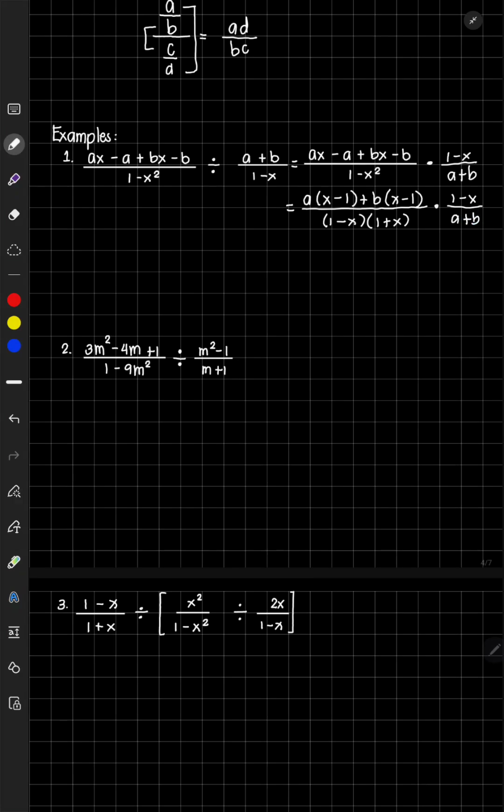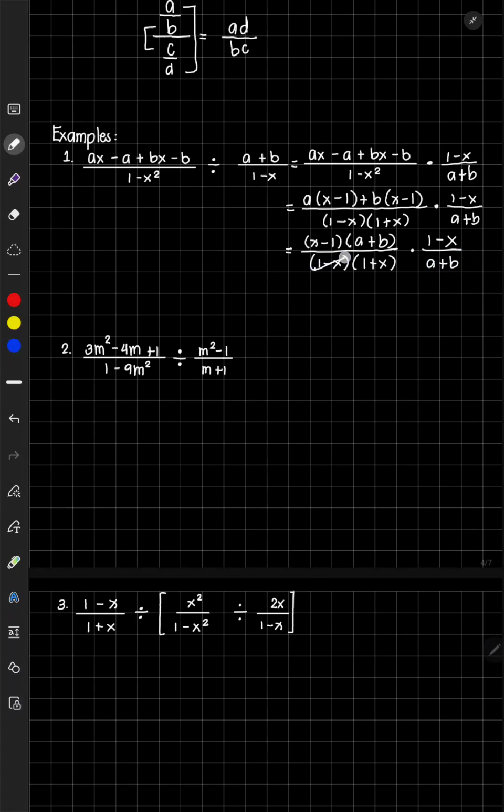over a plus b. So again, for the numerator, for this one, we have x minus 1. They have common terms. So they have common x minus 1 and x minus 1. We can factor that out. So that would be x minus 1, multiplied by what's left, which is a plus b. So this is over 1 minus x multiplied by 1 plus x, multiplied by 1 minus x over a plus b.